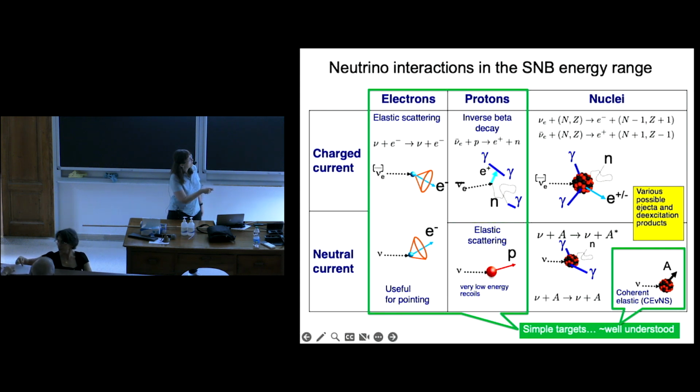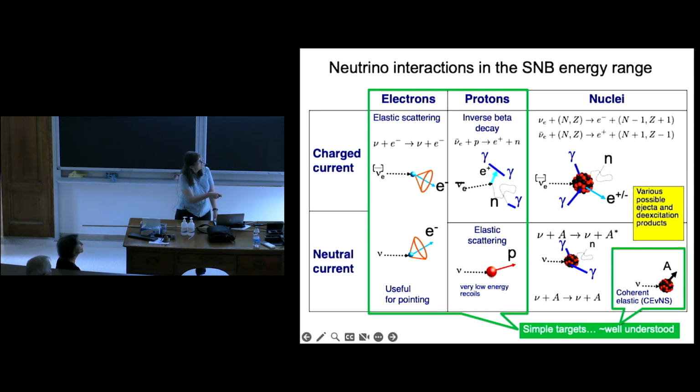The charge current interactions on simple targets here are basically very well understood. The theory of that is several decades old and known to quite high precision. So scattering, elastic scattering on electrons, inverse beta decay on protons, and elastic scattering on protons. Really, we have a good handle on that. We also theoretically have a pretty good handle, assuming, of course, there's no nefarious new physics going on. In the standard model, these are all simple targets and well understood.